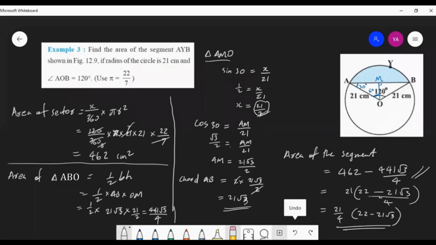So what we studied is, we revised the formula for arc length, that is x by 360 into 2 pi r, the area of a sector, that is x by 360 into pi r square, and the area of a segment, that is subtracting the area of the triangle from the area of the sector.